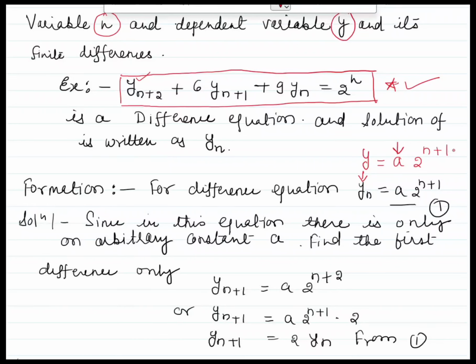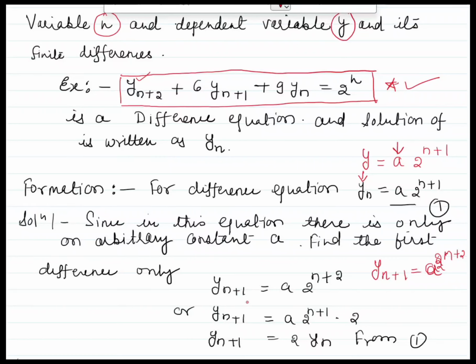Right now we don't have any difference equation. Suppose there is only a single constant a. So we will just find out the first difference. How do we find the first difference? We write y of n plus 1. From the one equation, if we are writing the first difference, we just increment n: y of n plus 1. So this will be a to the power, already we have n plus 1, so n plus 1 means n plus 2. So we have a to the power n plus 2, a into 2 to the power n plus 2. So this is the first difference.